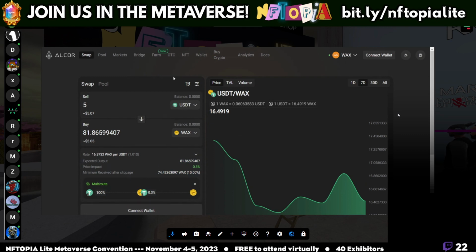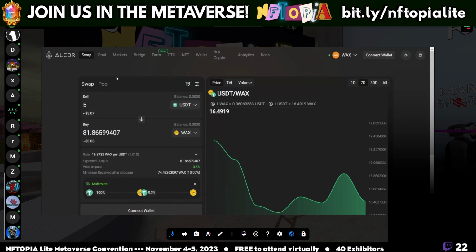So whenever you provide liquidity, you will be getting revenue from what users generate. So for example, if I buy 5 USDT with 81 wax, then there is a 1% fee depending on the pool. And you as a user providing liquidity will be getting a percentage of the fee just for providing liquidity. In this case, it is 0.3%.